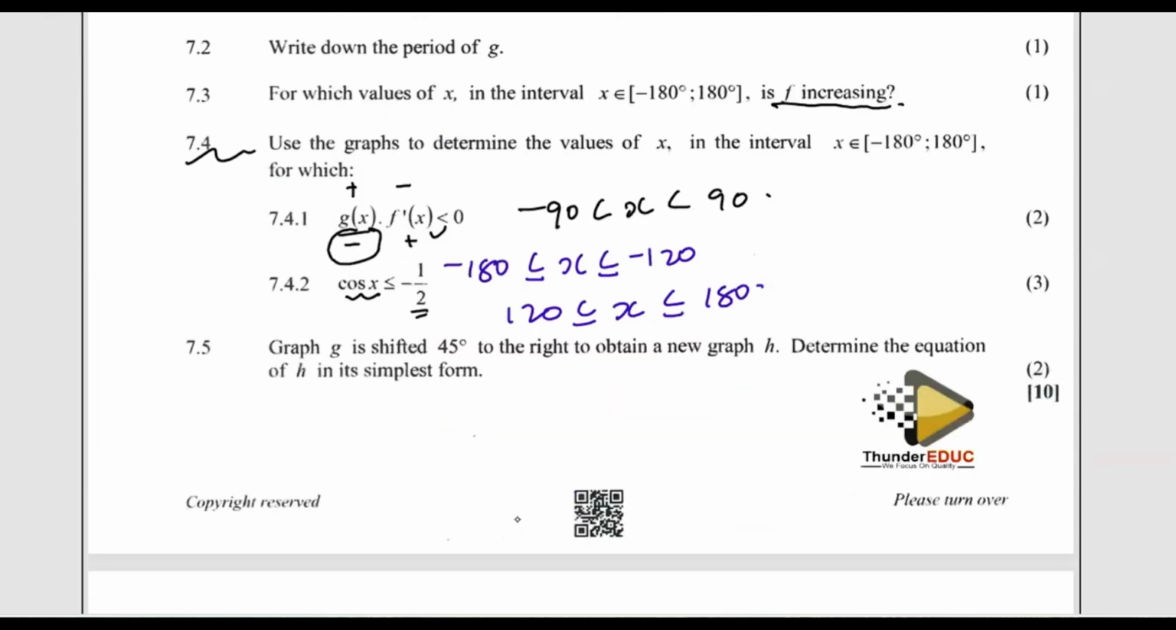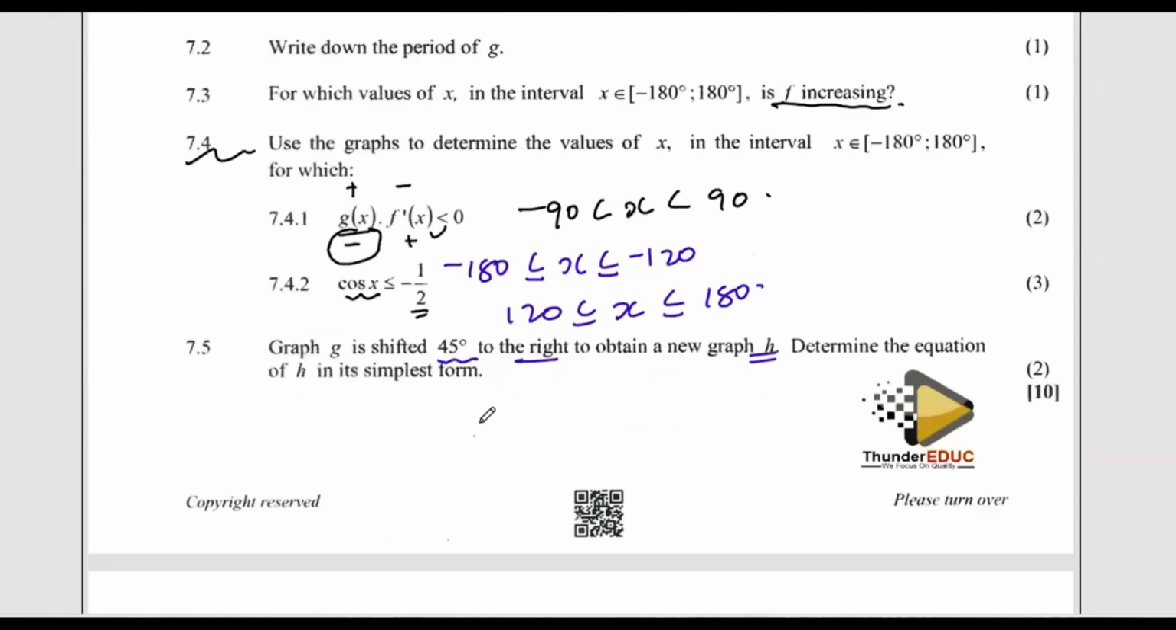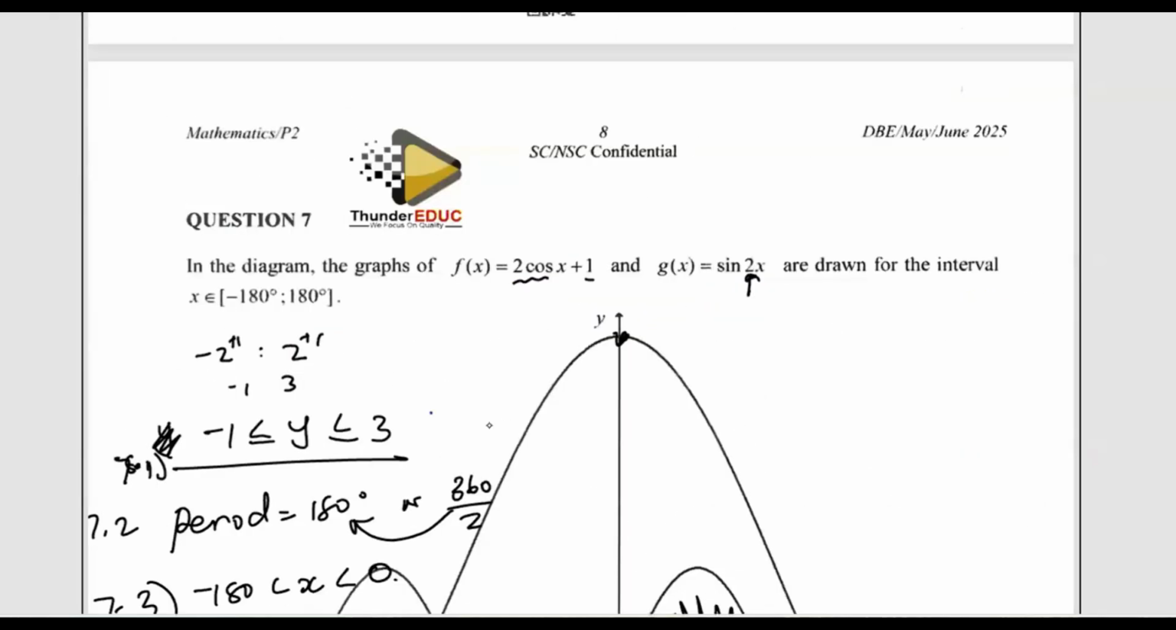Then 7.5, the graph of g is shifted 45 degrees to the right. Can we determine the new graph of h in a simplified form? So what this means, we are shifting g, and g is what? The sine 2x.